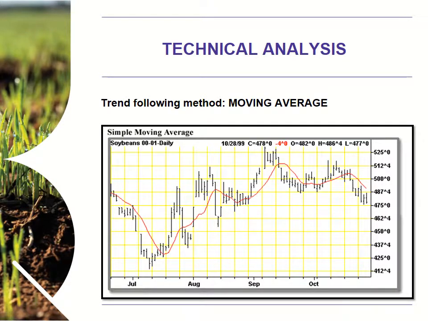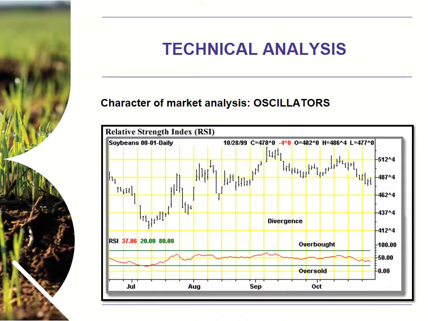On the second category, the trend following method, we looked at moving averages. I gave you an example of a moving average. If the bars cross over the moving average, you buy. If the bar crosses under the moving average, it is a signal to sell. That's a simple moving averages trading technique.